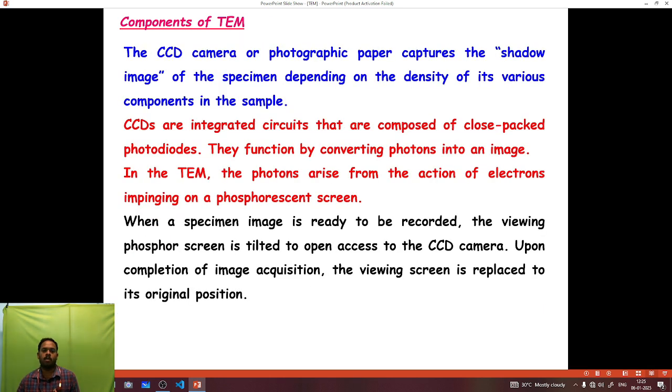The CCD camera or photographic paper captures the shadow image of the specimen depending on the density of its components present in the sample. CCD cameras are comprised of closely packed photodiodes. So in the CCD camera we have photodiodes, and they convert the photons into the image.